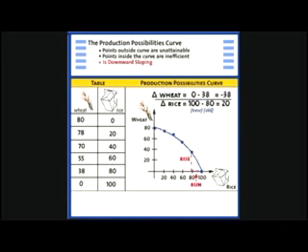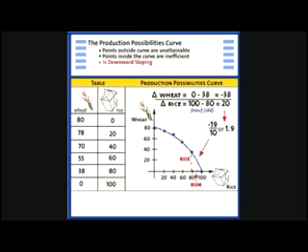If I connect these 2 dots, the slope of this dotted black line is the rise over the run, the change in wheat production divided by the change in rice production. And this slope in this case is negative 19 over 10, or negative 1.9.